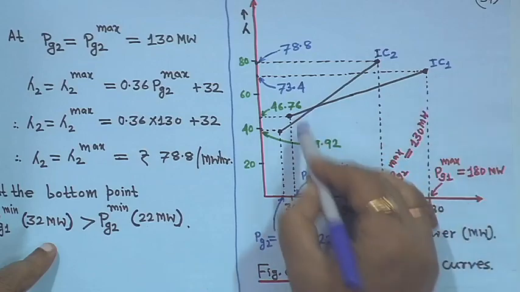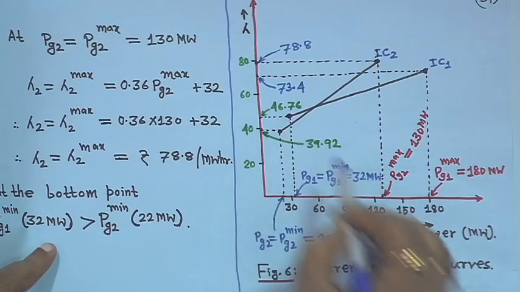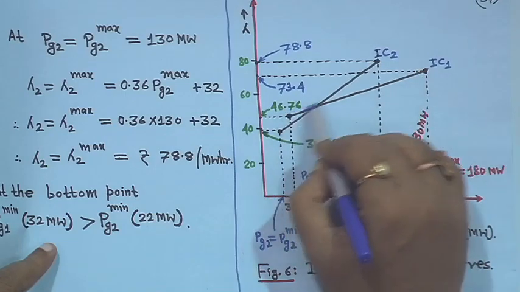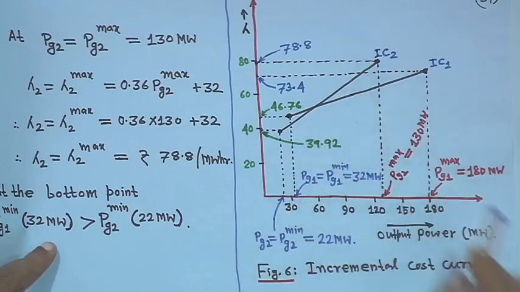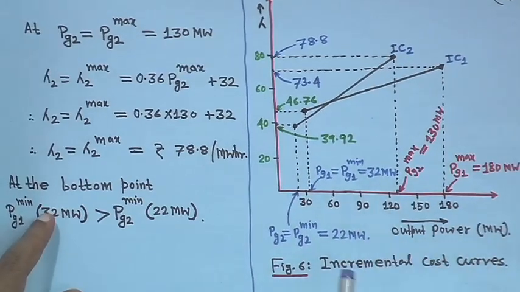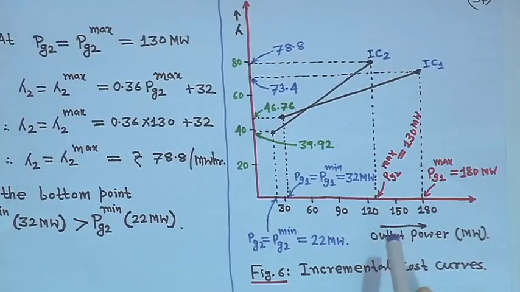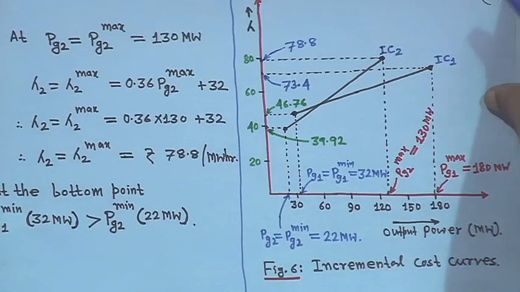Similarly, for IC1 when PG1 is equal to 32, lambda is equal to 46.76, and when it is 180 it is 73.4. These two you join, so you get this line. So, this is that IC1 IC2 characteristic, this is the first thing. This you have to make it. Once you have done, now look at how we will do it.